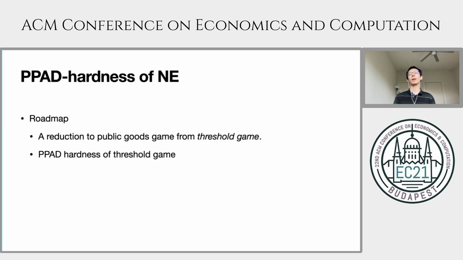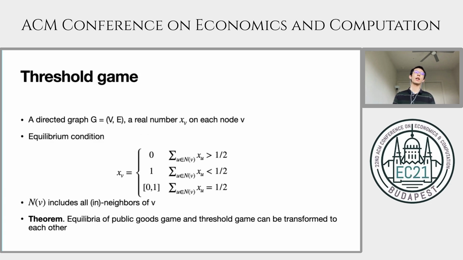Okay, I'll start from the PPAD-hardness of Nash equilibrium. Roughly speaking, our proof has two parts. We first introduce an intermediate game called the threshold game, and then we prove a reduction to the public goods game from the threshold game. Finally, we show the PPAD-hardness of this threshold game.